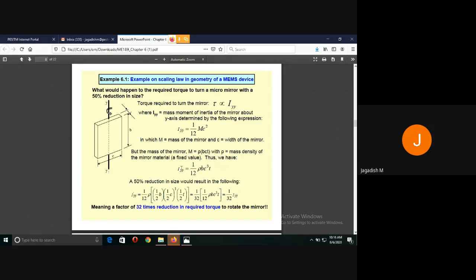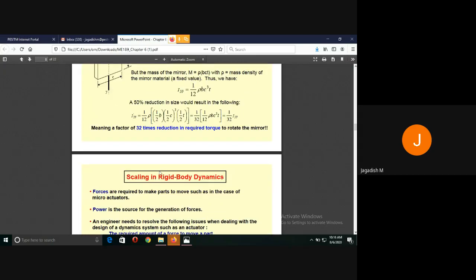For that, we have mass moment of inertia equal to 1 by 12 into mass into C squared, where mass is given by this equation. Substituting mass in this equation, I'll get Iyy equal to 1 by 12 into P into B into C cube into T. So if individual size is scaled down by 50%, I'll get 1 by 32 of Iyy. That is, if the size is reduced by 50%, then the torque is reduced by 32 times. I hope this is understood.